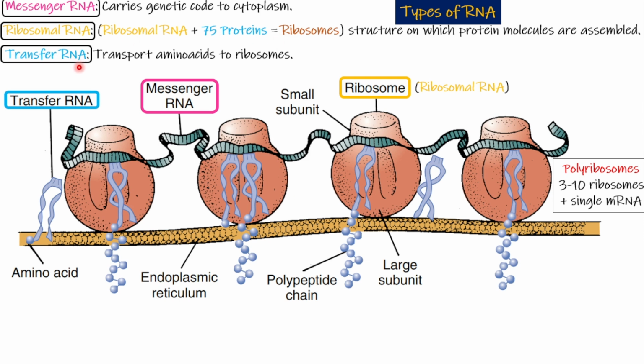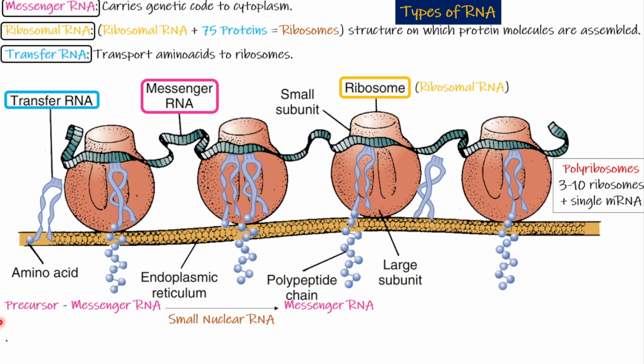Then we have transfer RNA. What is the function of transfer RNA? It transports amino acids to ribosomes. Okay. Now, other than these 3 types, there are 2 other types of RNAs. One is the precursor messenger RNA. Now, from the name, you can tell that this is a precursor of messenger RNA. So what is the fate of precursor messenger RNA? It will be converted into the messenger RNA.